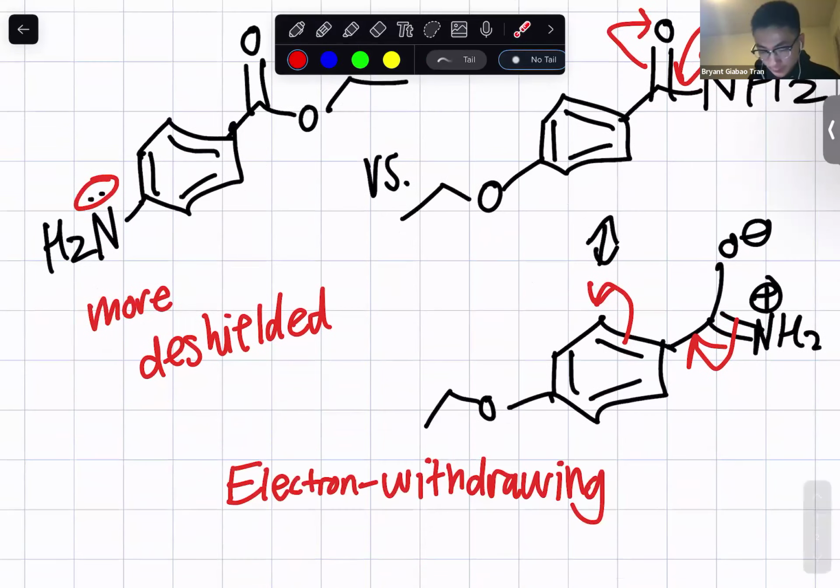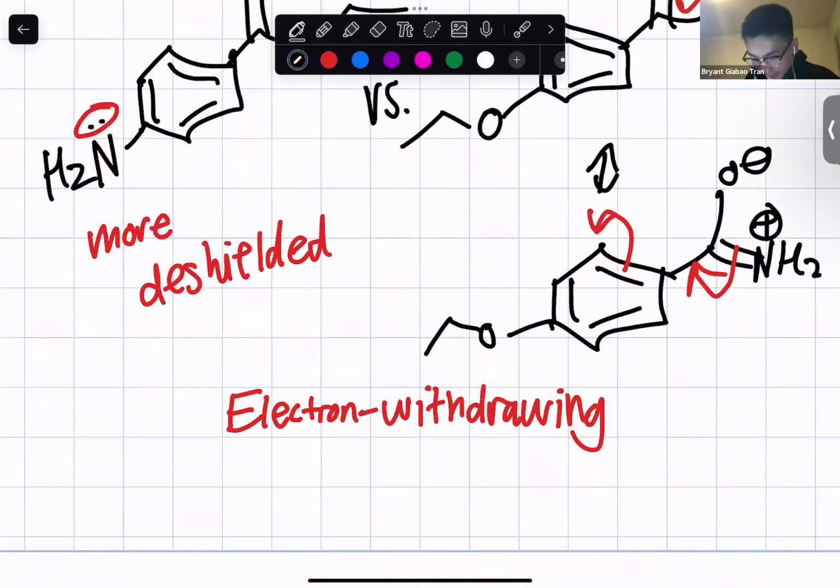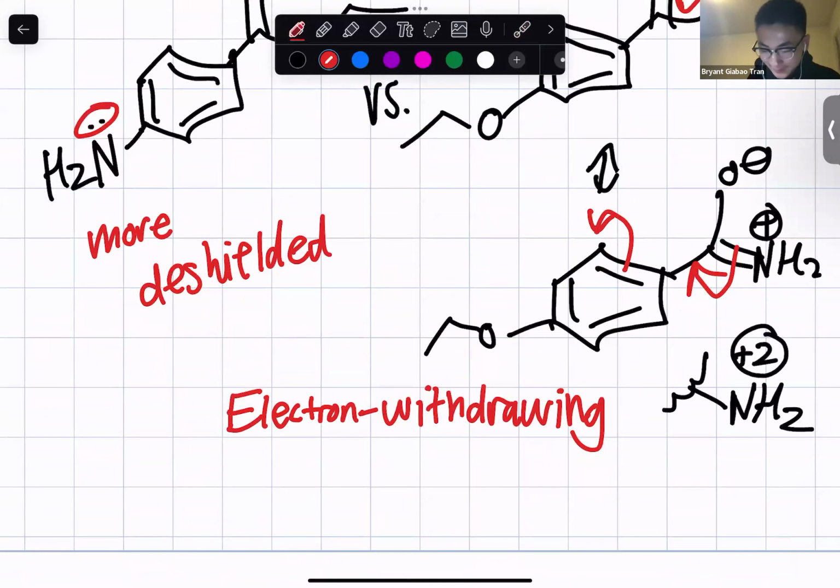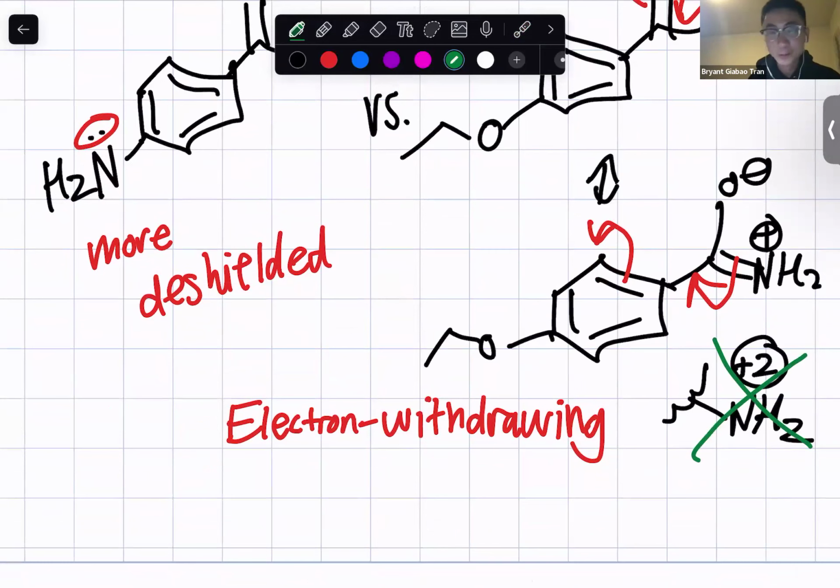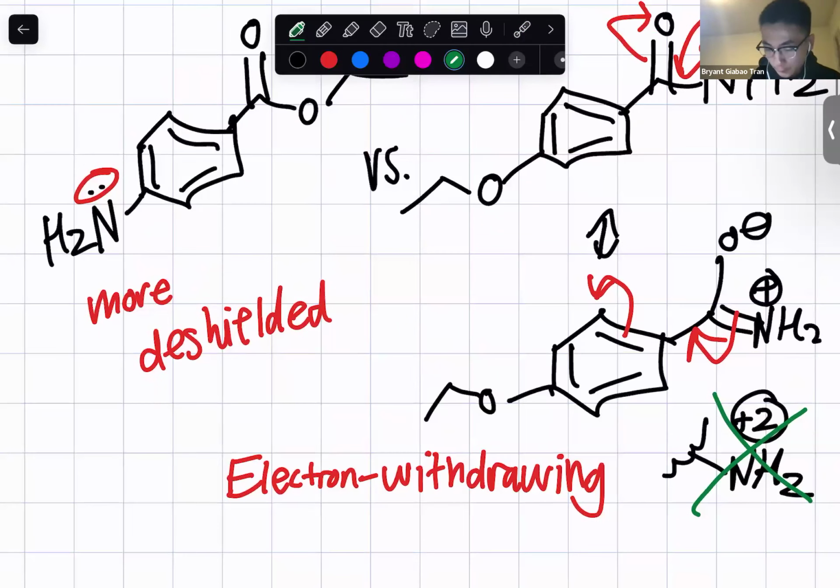But if we do this other structure, this nitrogen now only has three bonds and a plus two charge. Does that seem very stable? Oh yeah, because we lose the octet. Yeah, we lose the octet, and a plus two charge is really rare. So that's why it will stop there. It can't do resonance with the benzene ring right there.